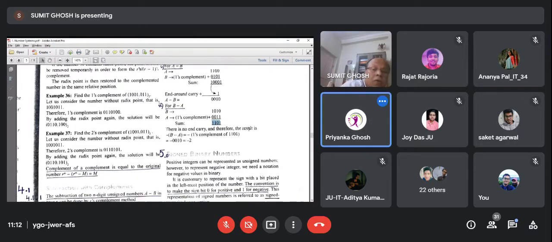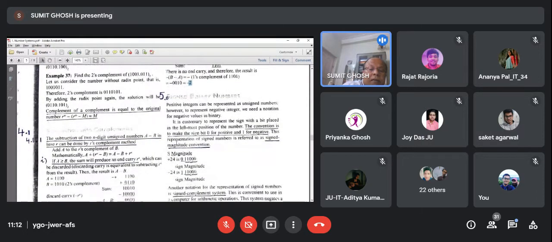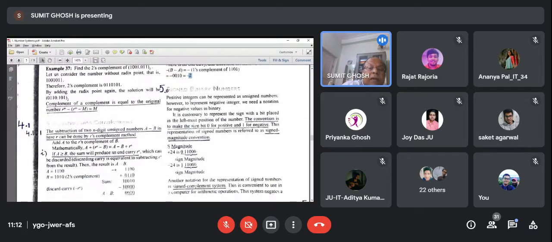0010. So 0010 is the answer with a negative sign. Okay, you have to do a little practice with this, so you'll get that clear. Now let us come to the sign. How do you say minus?